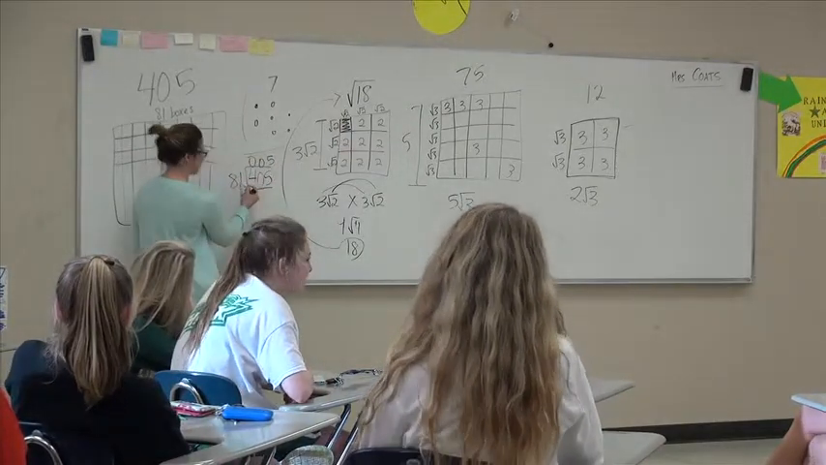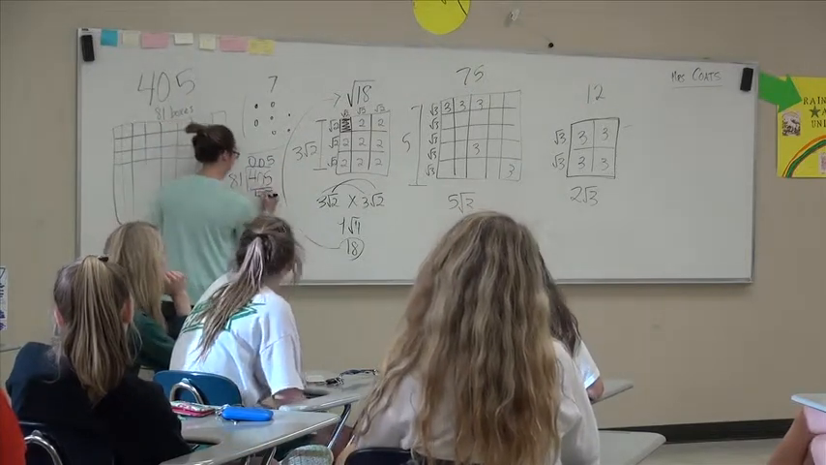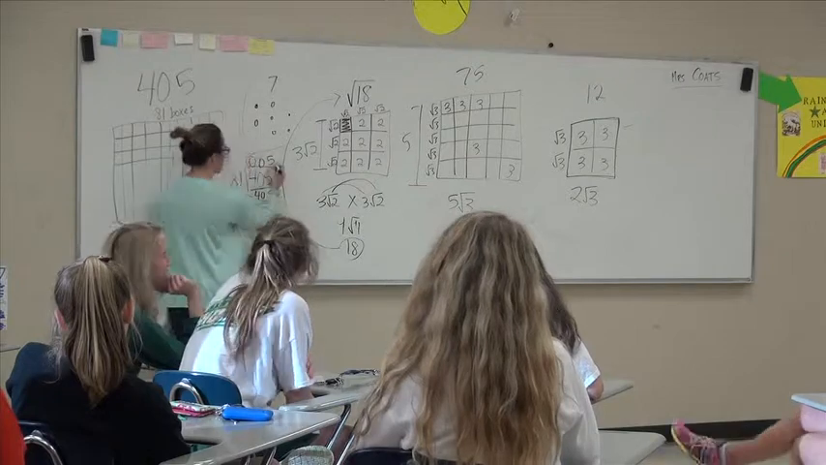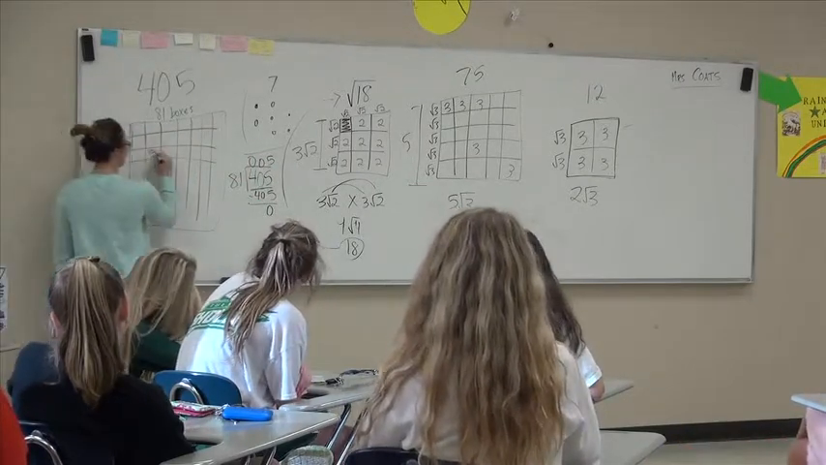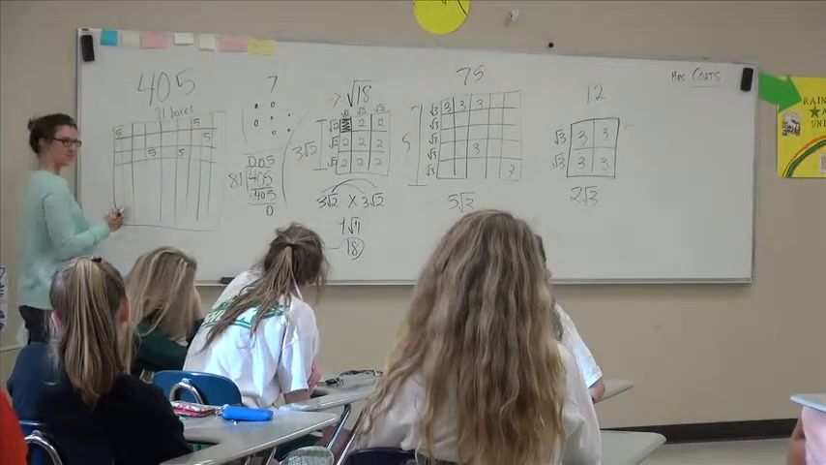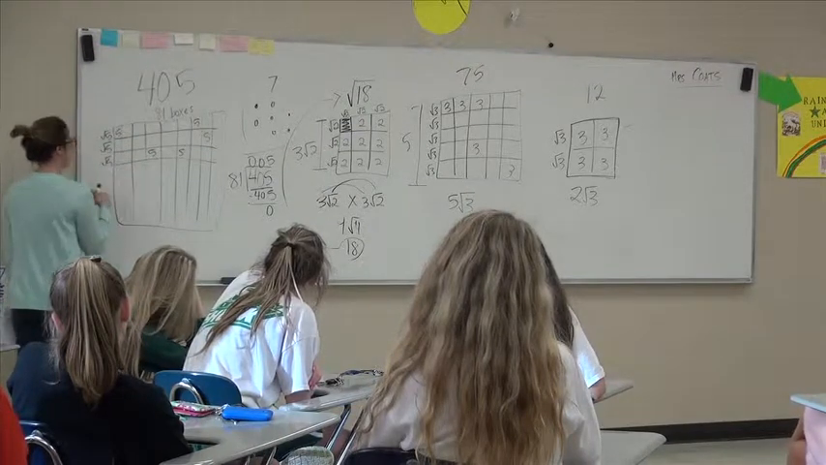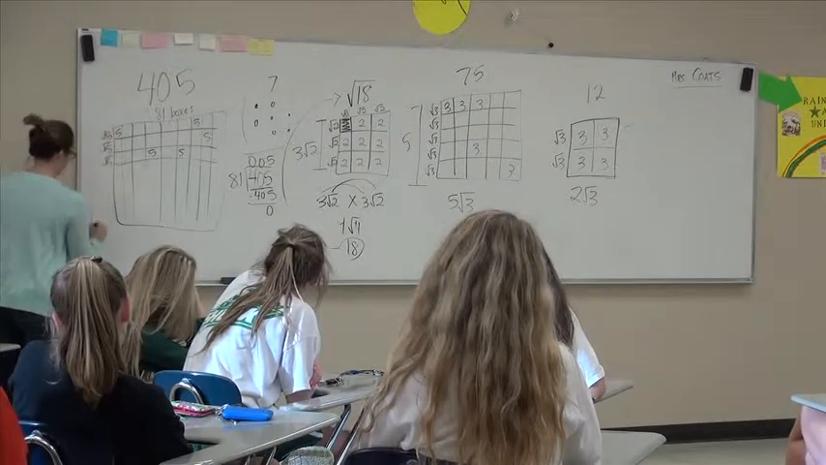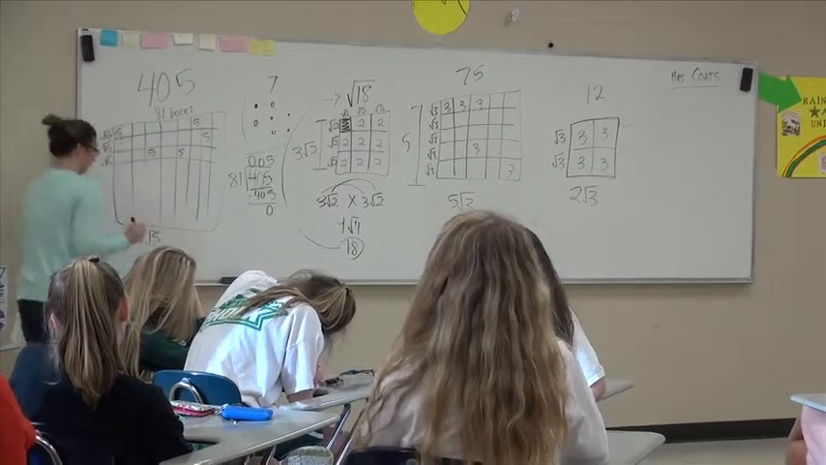Okay, so 5 times 1 is what? 5. Good job, Kate. So how big are these boxes going to be? 5 square inches. So what's the length of these? Square root of 5. So what's going to be our number? How many do we have now? 9 square roots of 5.